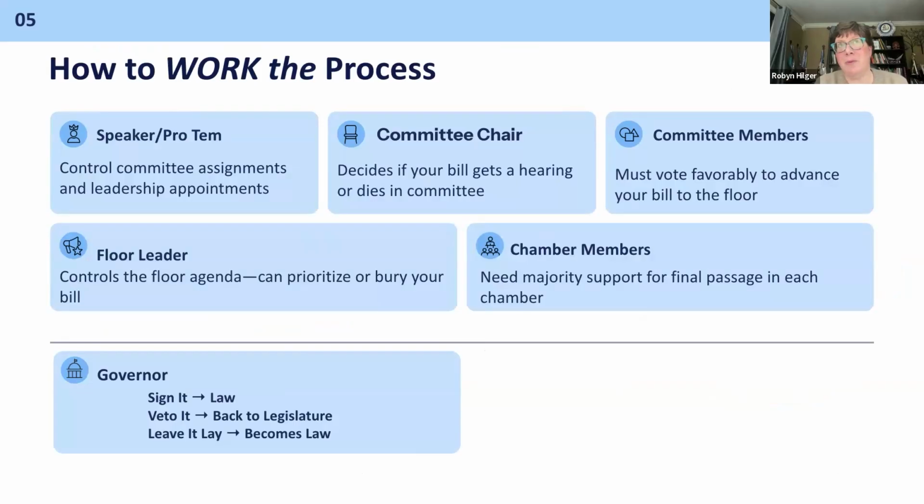Yeah. So now that you know a little bit about the process, you have to work the process. We've talked about these really important people: the speaker and the pro tem, your committee chair, the members, the floor leader, your chamber members, and the governor. Kathy referred to this earlier, which is once a bill gets to the governor in Oklahoma, they can sign it and it will become law, or veto it and it will go back for the potential override. In the last cycle, the legislature overrode at least 6 vetoes of the governor. The governor was veto happy here, and the legislature was not having it. So it was pretty interesting to watch.